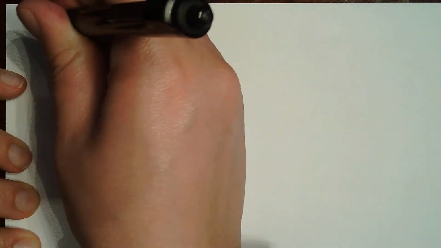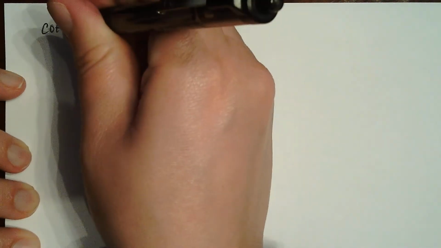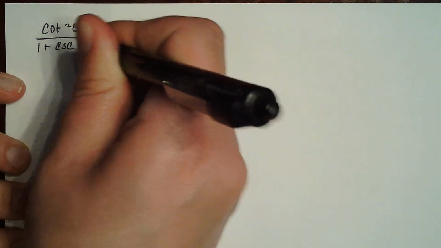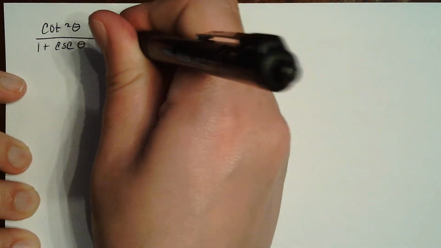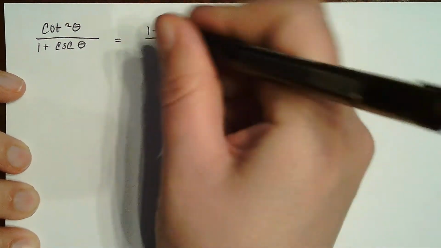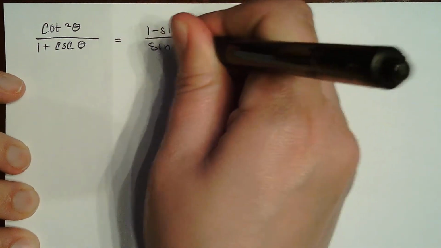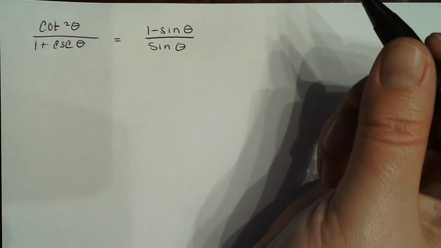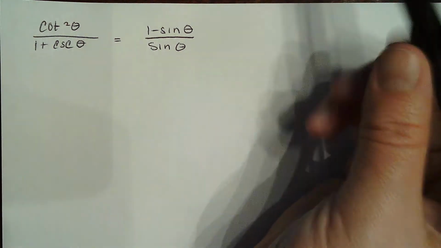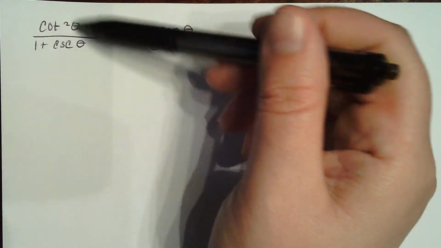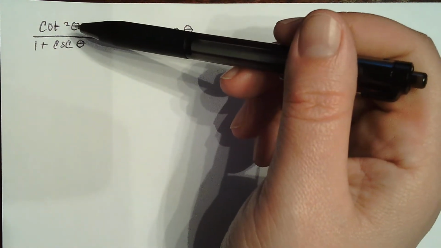Okay. Cotangent squared theta over 1 plus cosecant theta equals 1 minus sine theta over sine theta. Are they equal? Yes. We've got to prove it. All right. So I'm going to work on the left side first.